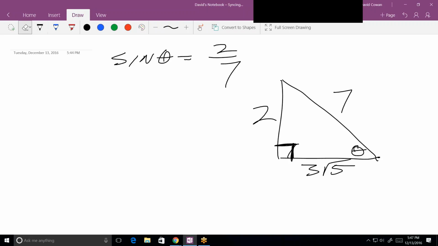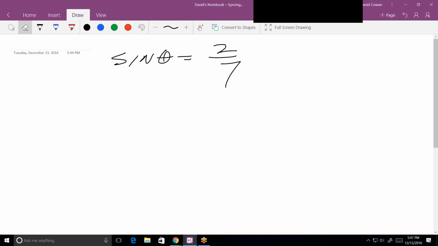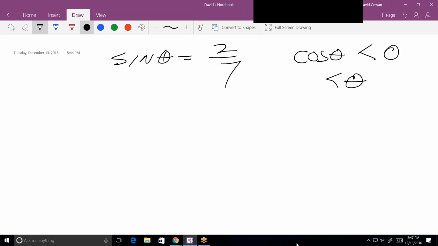Now, it gets a little bit more complicated when they say the sine of theta is that and the cosine of theta is less than 0. In other words, without that, it is first quadrant stuff only. The moment they add this, or they could say theta is greater than pi over 2 and less than pi, this information is to spot what quadrant you're in. That's it.